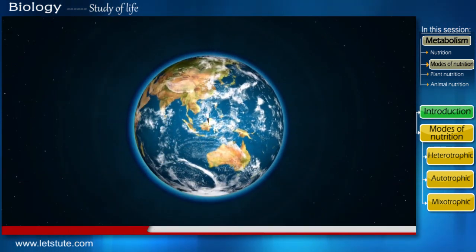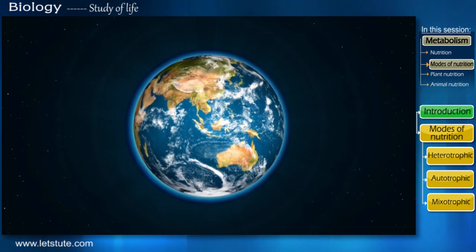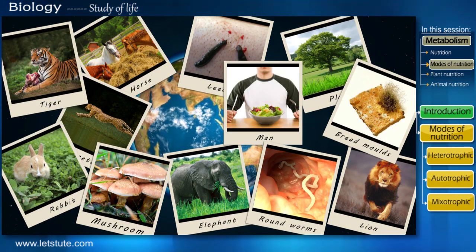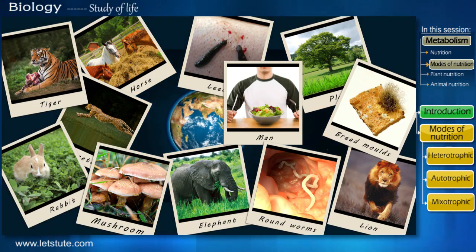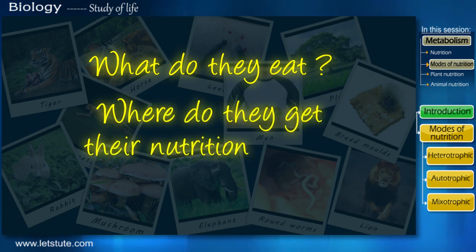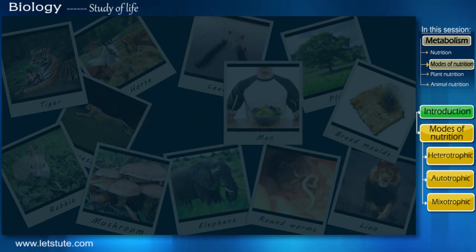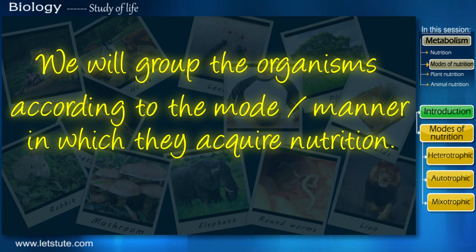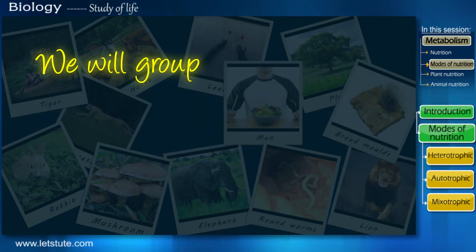But as we look around, I'm sure you all see that our earth contains many more organisms and not just humans. So have we all ever wondered what do they eat or where do they get their nutrition from? So in this session, let's try grouping the organisms according to their food preference, thus deriving the mode or manner in which all living organisms acquire nutrition.